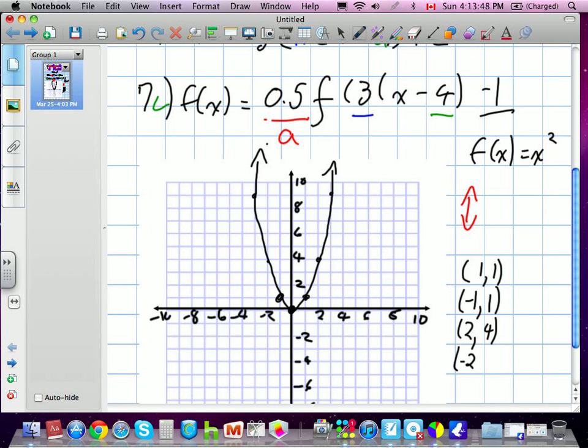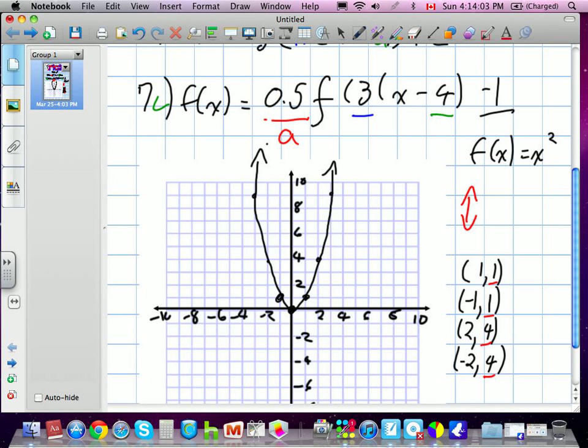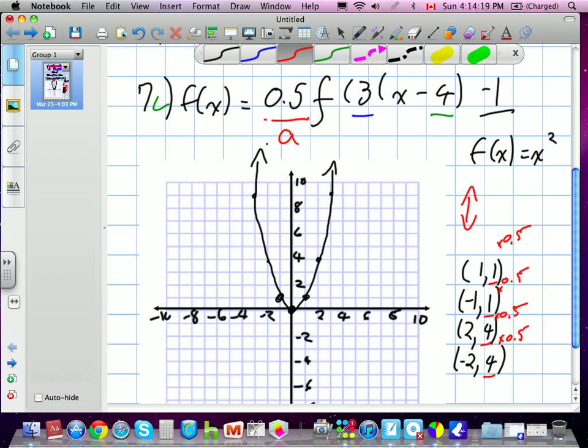Okay, so since A deals with vertical stretching by a factor of 0.5, we're going to multiply our A value by all of the Y values of these coordinates. So this 1 I'm going to multiply by 0.5. Same with this 1. Same with this 4. Same with this 4. Okay? So then we'll get an idea of what it's doing to the total graph. So for our new points, obviously our x's will all stay the same. This is supposed to be a 1. This one's supposed to be a -1. This one will be a 2. This one will be a -2.